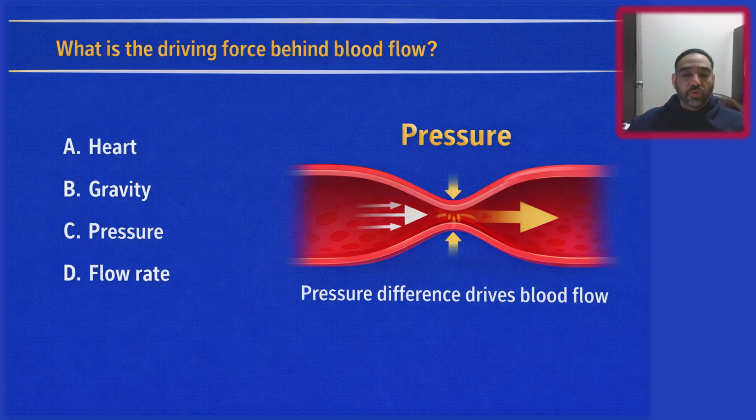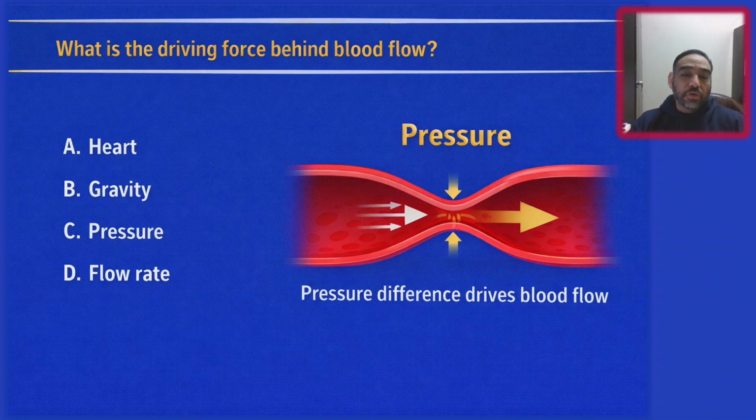Okay, let's go to the next question, and that is, what is the driving force behind blood flow? The answer options are A, the heart, B, gravity, C, pressure, and D, flow rate. Now, we talked about this already, but let's go into it in more detail from the perspective of the concept of this question. So the correct answer is C, pressure. So blood flows because of a pressure gradient. So flow always moves from an area of high pressure to an area of low pressure.